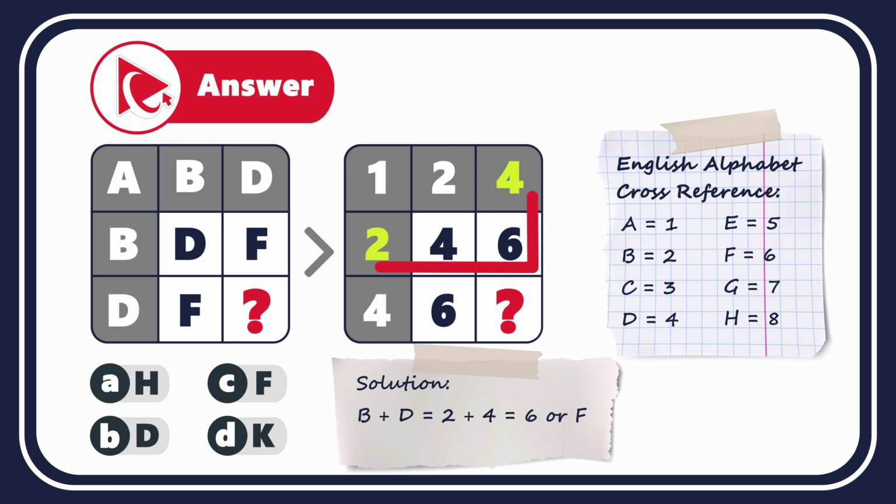2 plus 4 equals 6. This is the result of the calculation in the third row, which would mean that the missing number on the intersection of 4 and 4 will be calculated as addition of 4 plus 4, which would be equal to 8. So the correct answer here is choice A, H, because H is the letter that corresponds to the number 8.